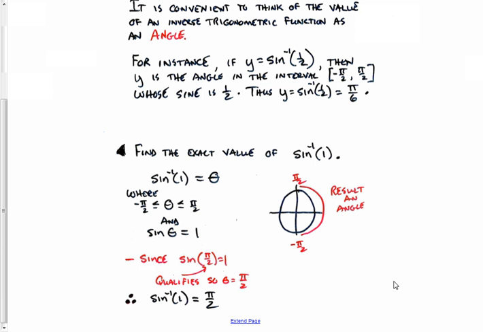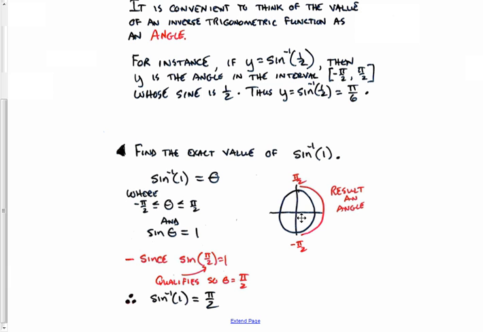So let's look at an example. Find the exact value of inverse sine of 1. So here's how I'm thinking about this. Inverse sine of 1 is an angle, and it's an angle that has to be between -π/2 and +π/2. So over here, I put in red that angle has to be between this -π/2 and this +π/2.